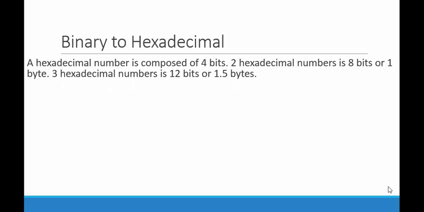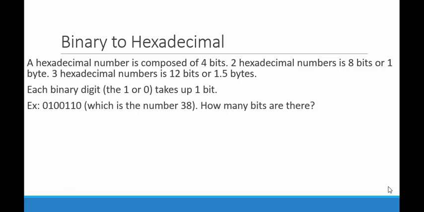A hexadecimal number is composed of a minimum of 4 bits. 2 hexadecimal numbers would be 8 bits or 1 byte. 3 hexadecimal numbers is going to be 12 bits or 1.5 bytes. So it's going to be in factors of 4 or multiples of 4. Now each binary digit, the 1 or 0, takes up 1 bit. So let's take a look at this binary number here.